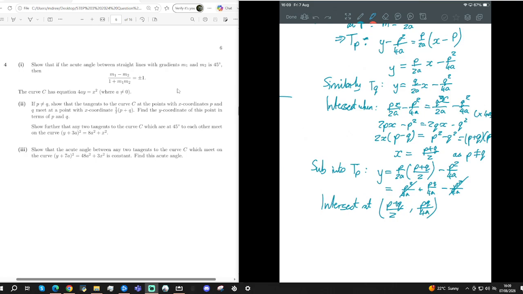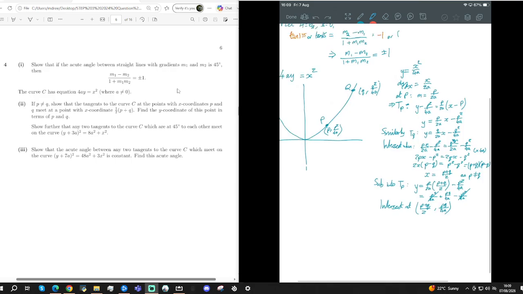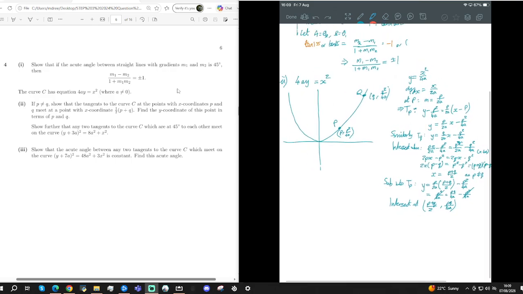And if you do think of how that 4a appeared in terms of an enlargement, that also makes sense. If you consider the curve just y equals x squared and turn that into 4ay equals x squared, then it's the y coordinate which is being scaled by a factor of 4a, which looks exactly like what's happened here. Okay, so we have that done.